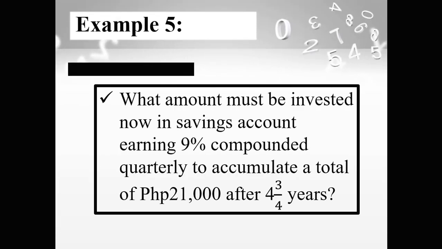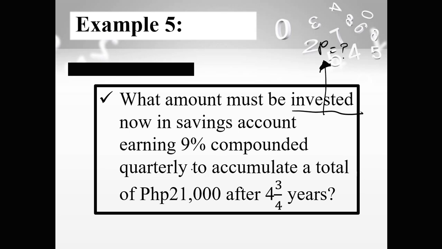Next example. Example number 5. What amount must be invested now in a savings account earning 9% compounded quarterly to accumulate a total of 21,000 pesos after 4 and 3/4 years? So let's identify the given. What amount must be invested? Of course, kung ano yung amount na i-invest mo. We are solving for the principal amount.